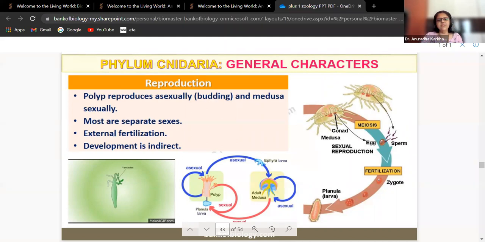Okay, so you can see over here very beautifully. This is going to be a polyp. Okay, fine. Polyp reproduces by the asexual method, see, to give rise to, it's a bud, fine. Ephyra larva, the name of the larva, the larval stage. Larvae will grow to form a medusa.